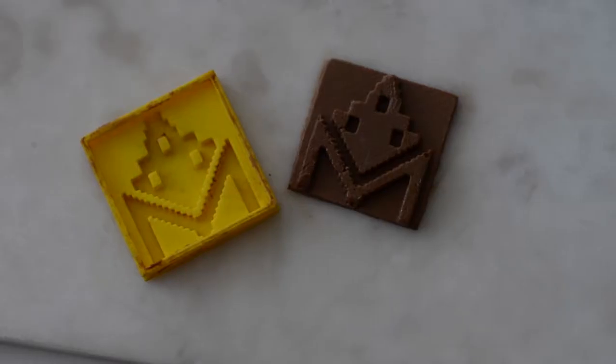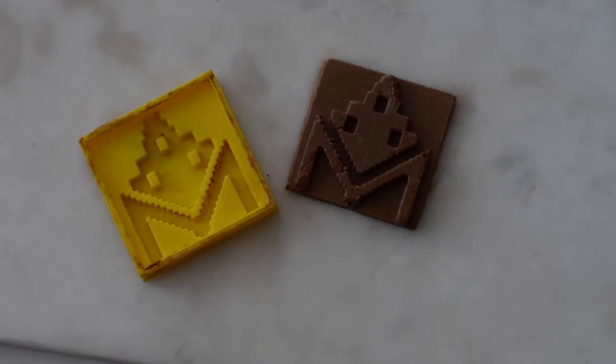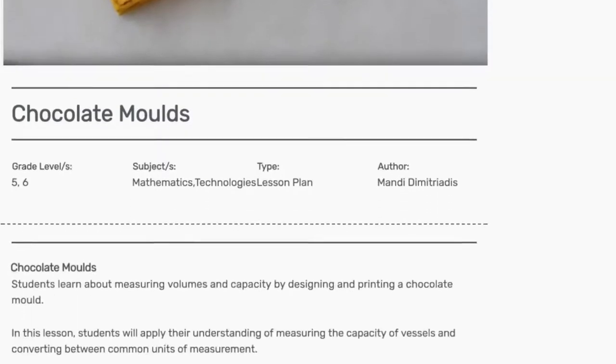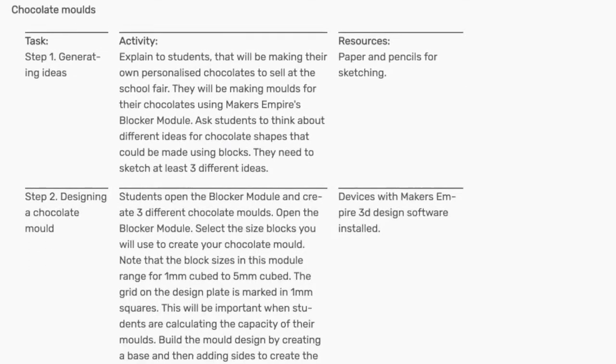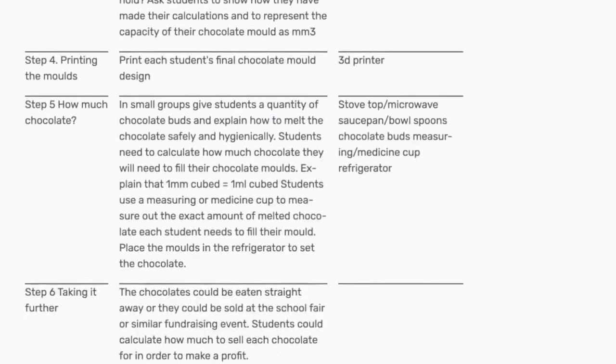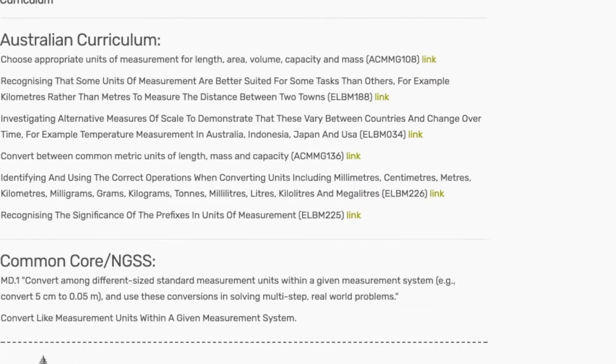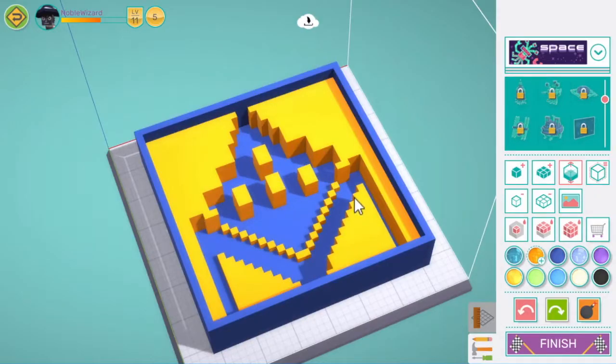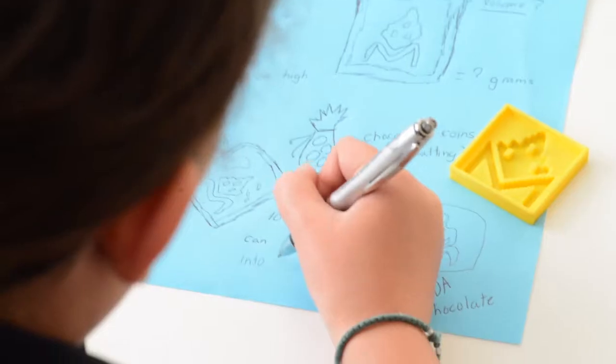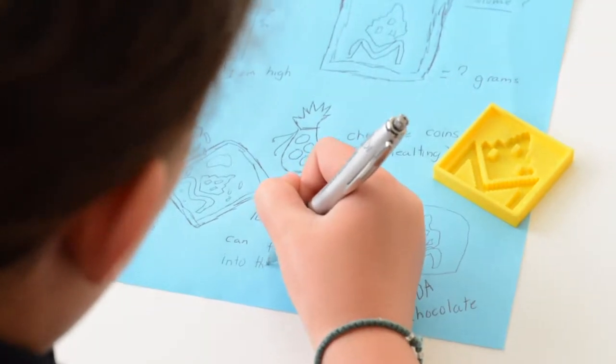In this engaging lesson, students will learn about measuring volumes and capacity by designing and printing a chocolate mould. First, students will apply their understanding of measuring the capacity of vessels and converting between common units of measurement. They would then design moulds for making individual chocolates and calculate the capacity of these chocolate moulds.